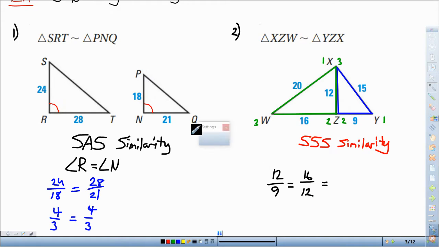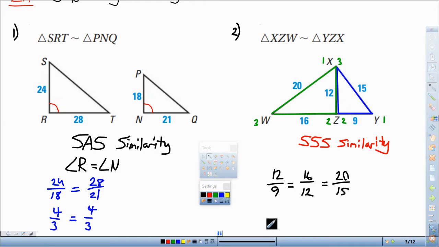Okay, and then the last pair of corresponding sides, this one between 1 and 3 corresponds to this one between 1 and 3, so a 20/15. On this problem, numbering off those vertices was very helpful because it's really tricky to figure out what corresponds to what. These should reduce down to the same number. Let's show that they actually do.